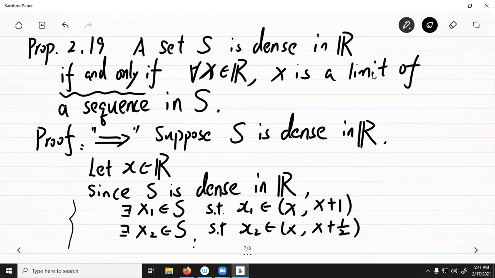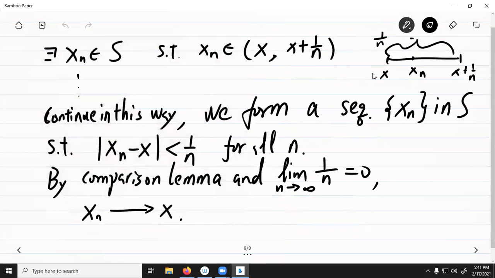How do we pick x1? From x to x plus 1. How do we pick x2? From x to x plus 1/2, and so on. You cannot just say there exists one, or that we can find one. No, that is not the reason. You should tell me how you find it. This is the process to find one. Then, using this process, there is a property for this sequence: xn minus x should be less than 1/n.